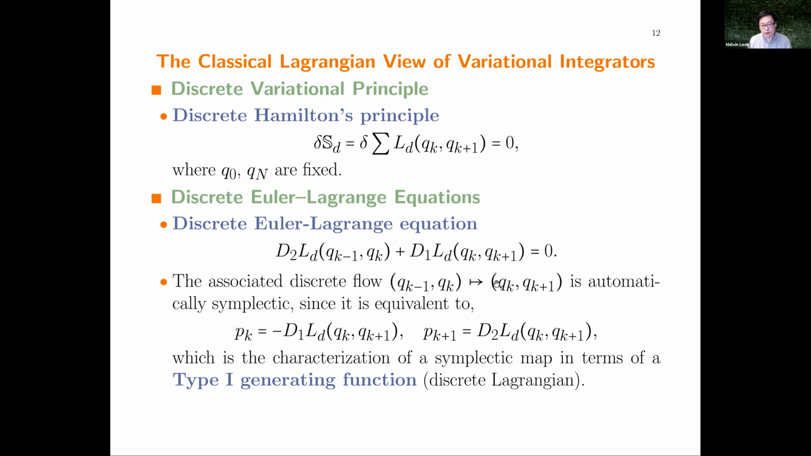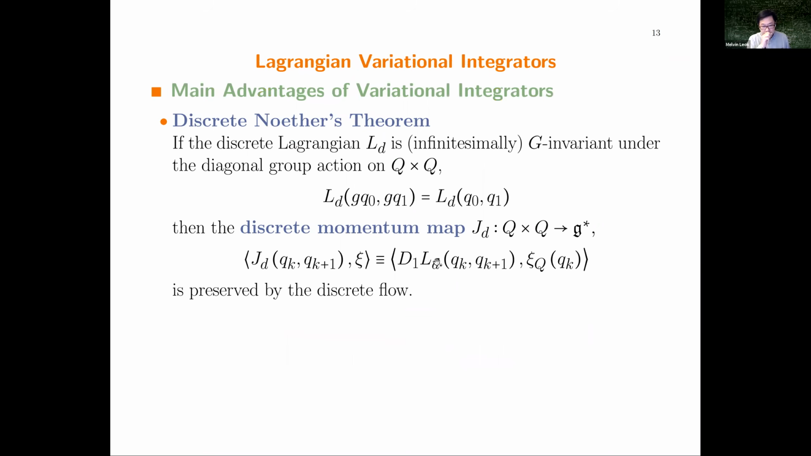But if you don't want to think of it as a two-step method, you want to think of it as a one-step method, it is a one-step method in phase space. If you write the variables in terms of position, q_k, and momentum, p_k, then this defines a map from (q_k, p_k) to (q_{k+1}, p_{k+1}), which is then a one-step method. All right.